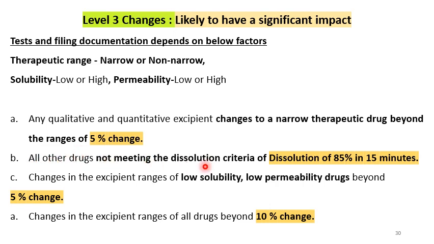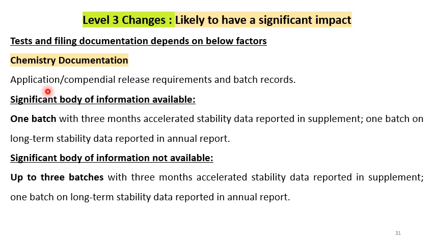All the drugs not meeting the dissolution criteria of dissolution of 85% in 15 minutes. Changes in the excipient ranges of low solubility, low permeability drugs beyond 5%. Changes in the excipient ranges of all drugs beyond 10%. If any change is there and it is beyond 10%, then it will come to level 3. Chemistry documentation required is application, compendial release requirement and batch records. Here batch records are required.